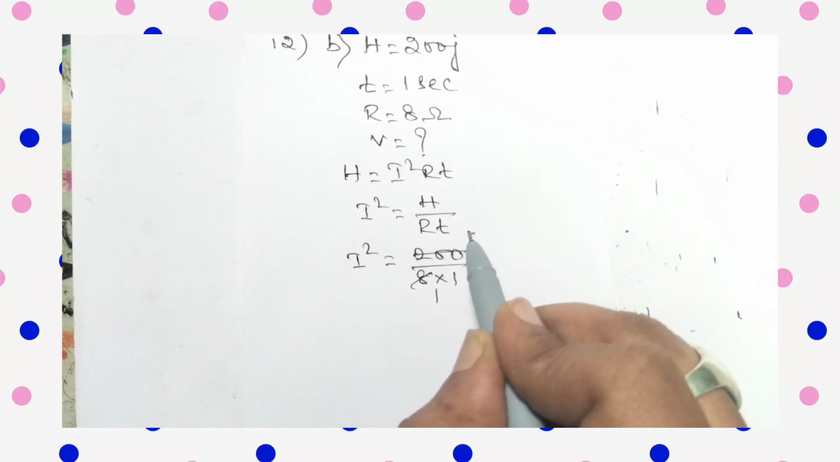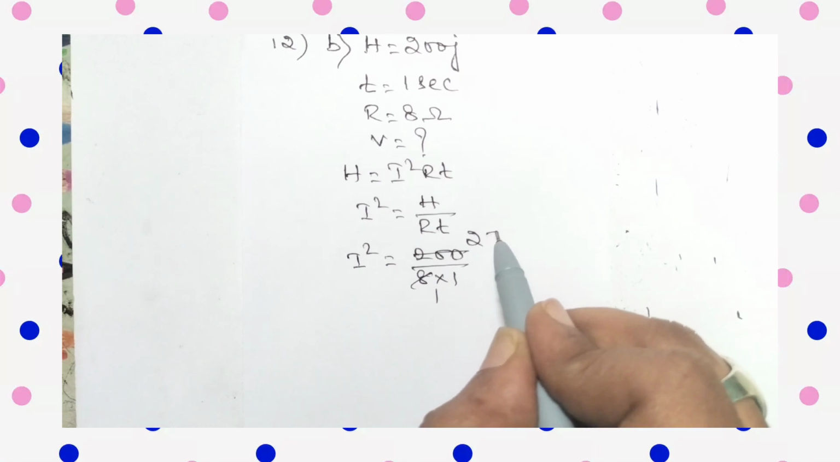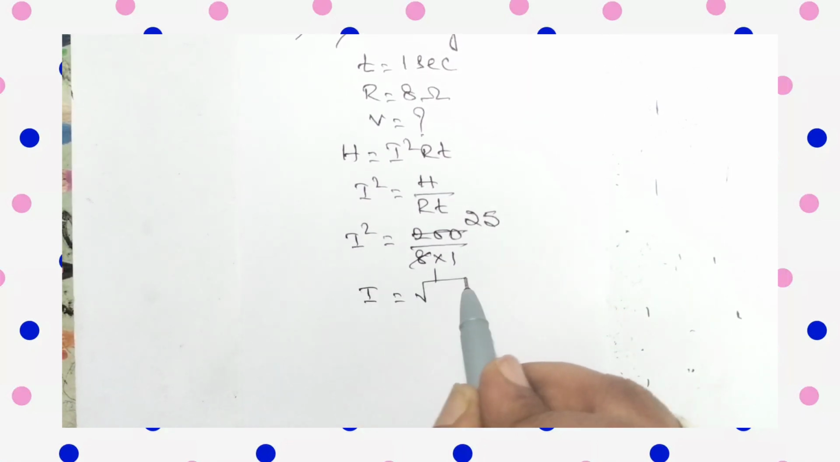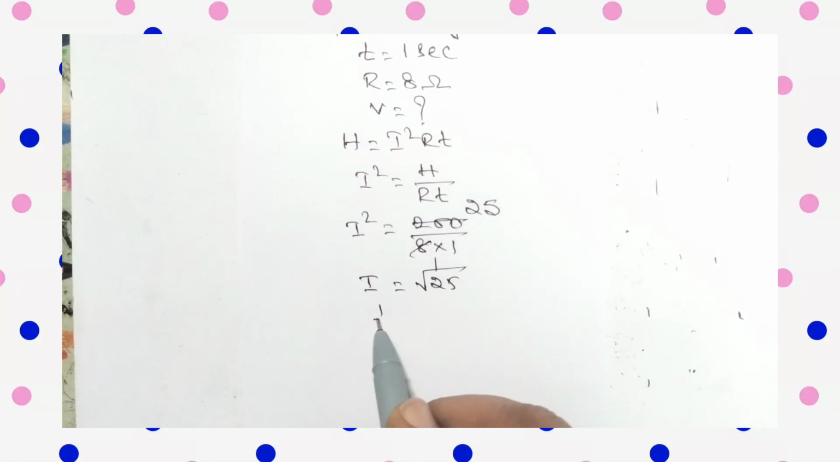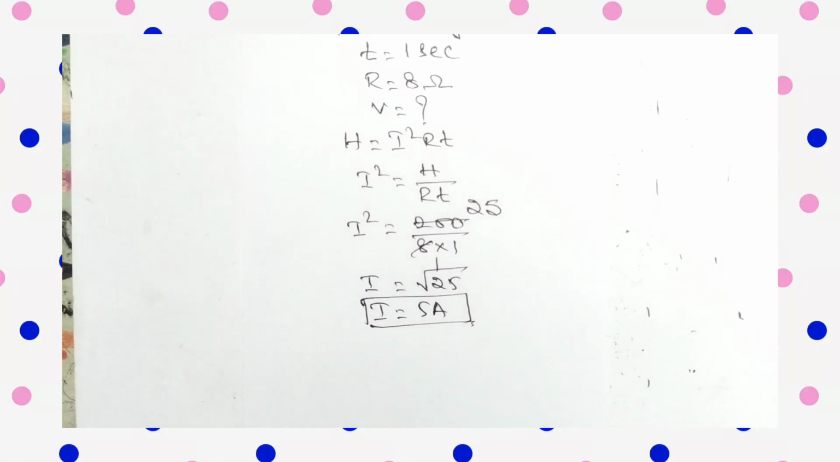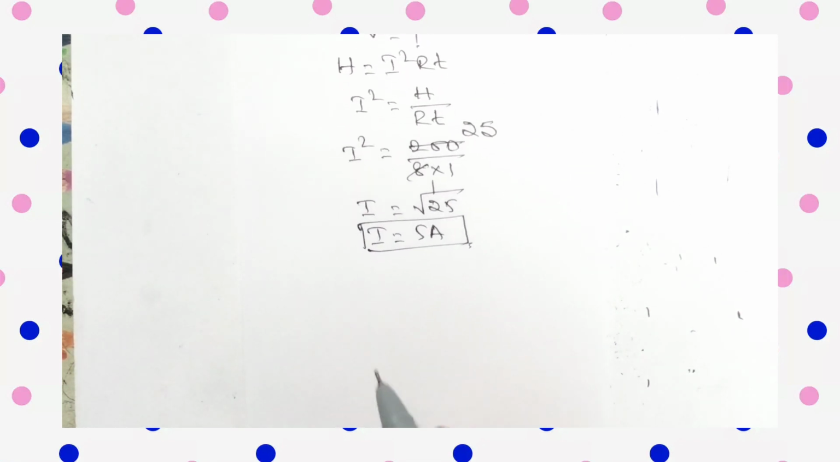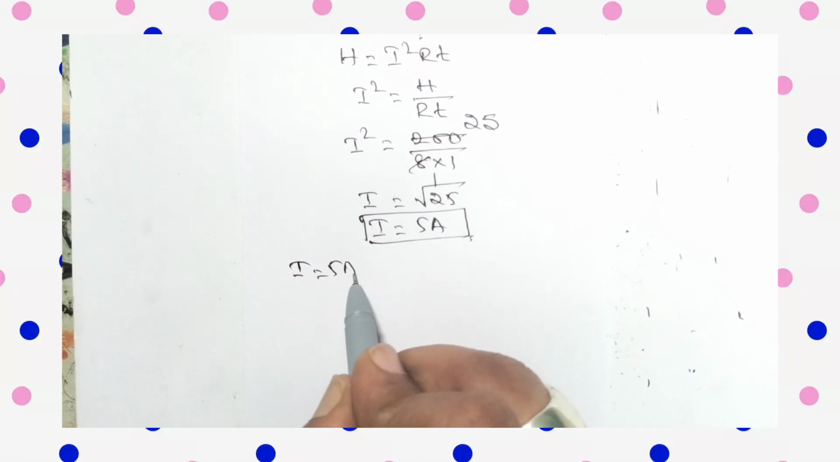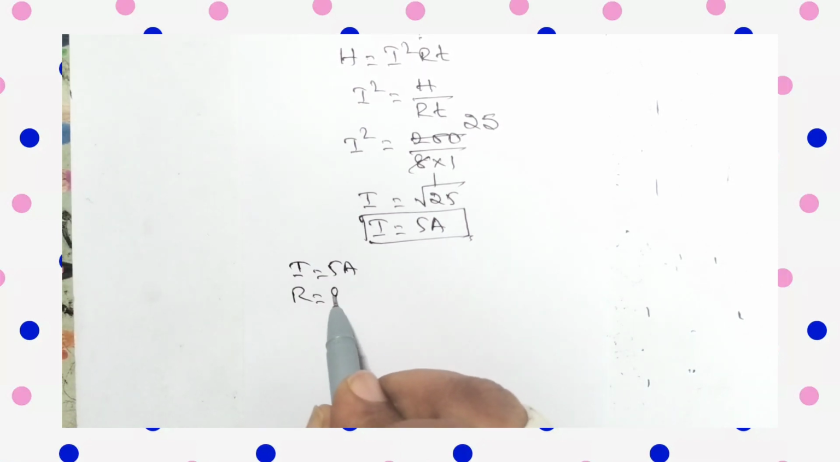8 1s are 8, 8 2s are 16, 8 5s are 40. So I square is 25, so I is equal to square root of 25. So I is equal to 5 ampere. So I 5 ampere bantu. Now by using I and R, I is equal to 5 ampere. So resistance is equal to 8 ohm.